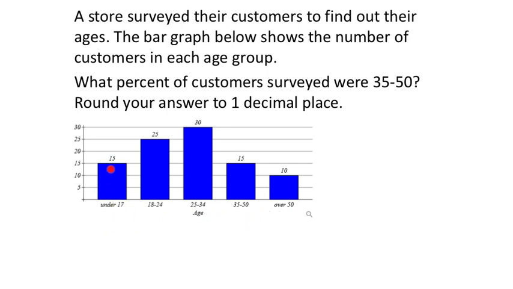Okay, so 15 people were surveyed that are under age 17. 25 surveyed were 18 to 24. 30 were 25 to 34. 15 were surveyed at 35 to 50. This is the one we're targeting, right? Because it says right here. And then 10 were surveyed over 50.